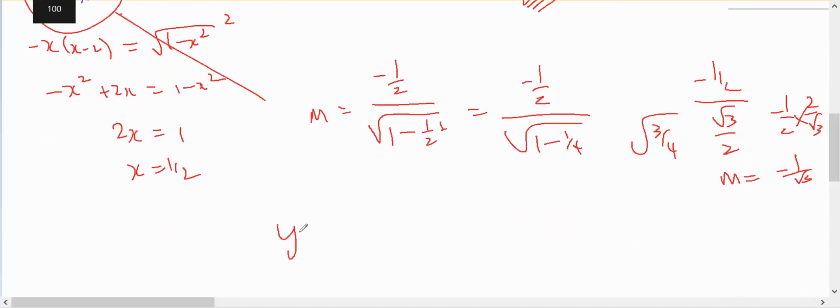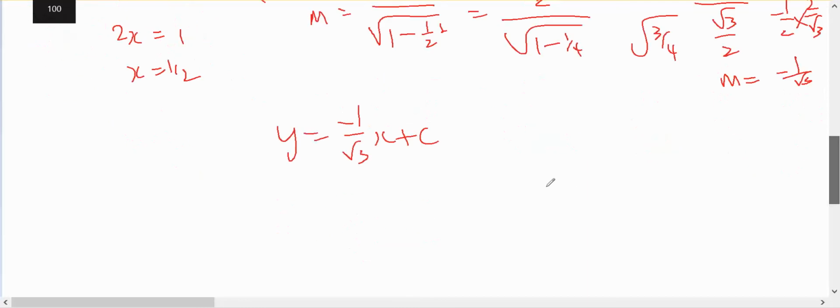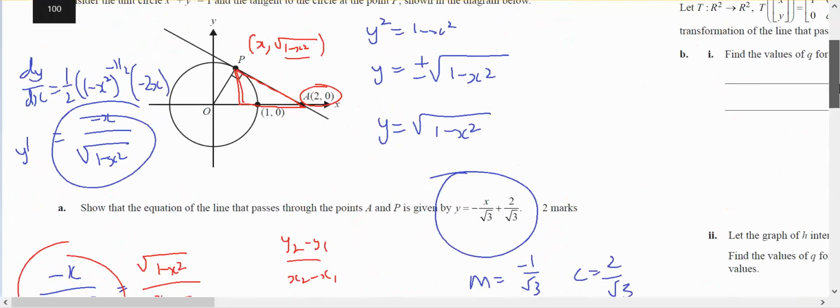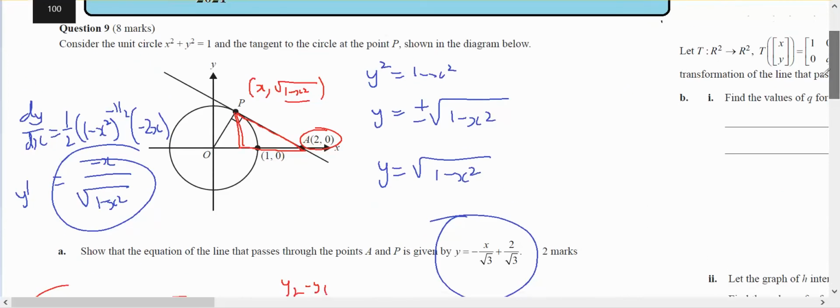And I know that y equals negative 1 on root 3 x plus c. And if I sub in the point 0 and 2, c equals 2 on root 3. Done. So that's part A done. So I now know that that point there is 2 on root 3.